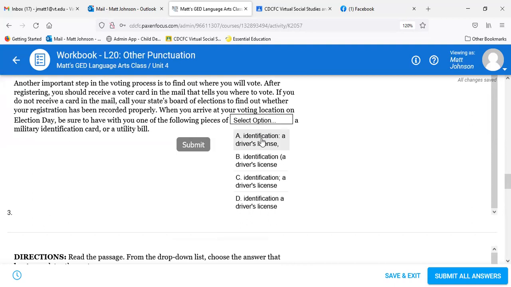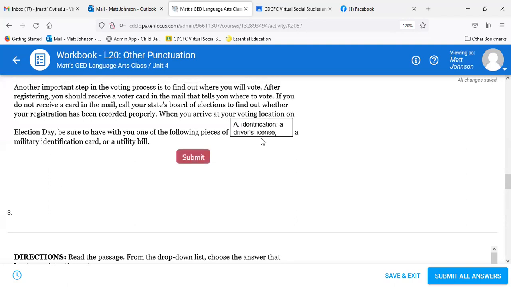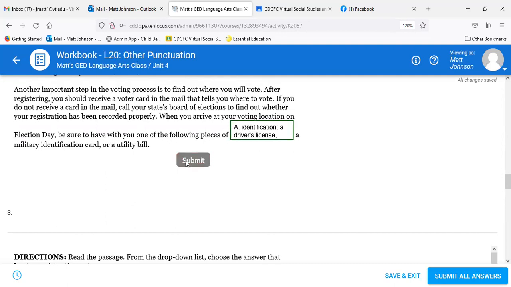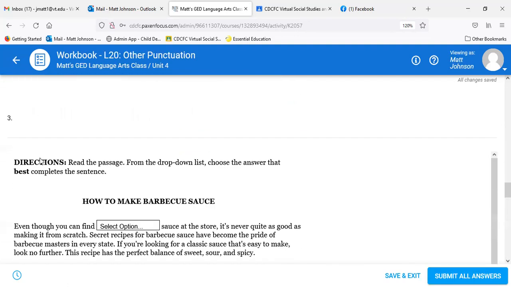The piece of identification, driver license, A. Right. We're introducing a list of items, right? So we're going to set that off with a colon. So be sure to have with you one of the following pieces of identification, colon, driver's license, military ID card, or a utility bill. All right. All right, two more to go here.